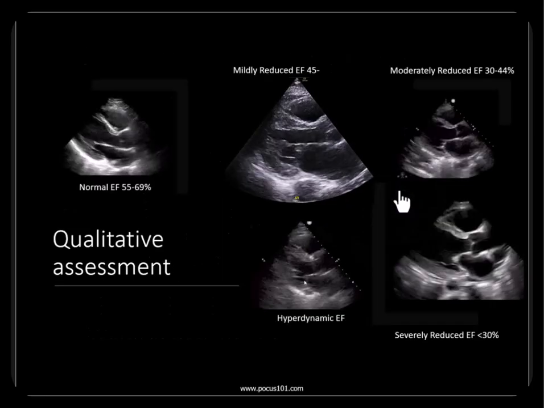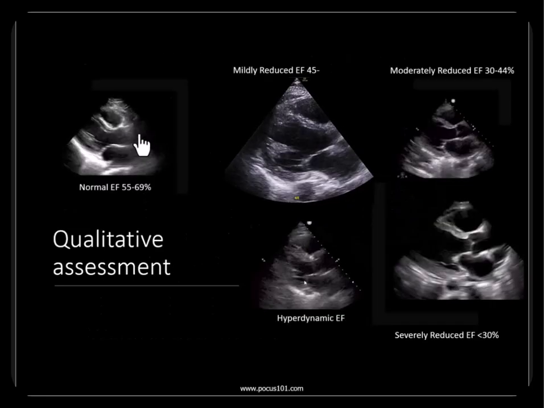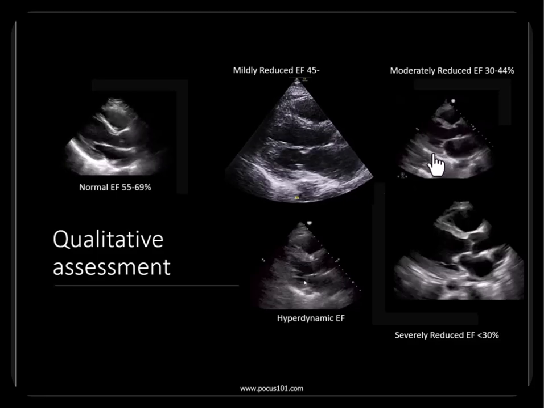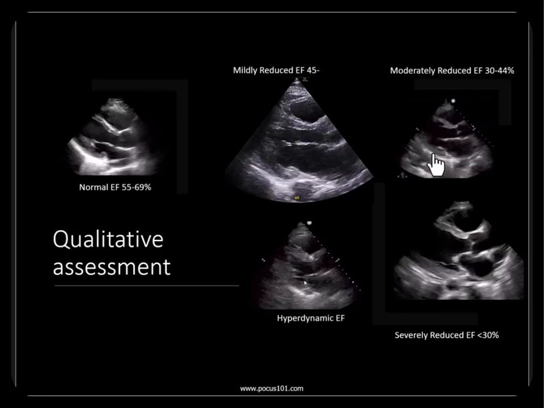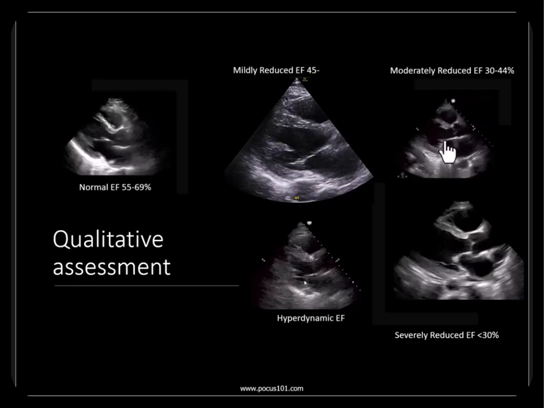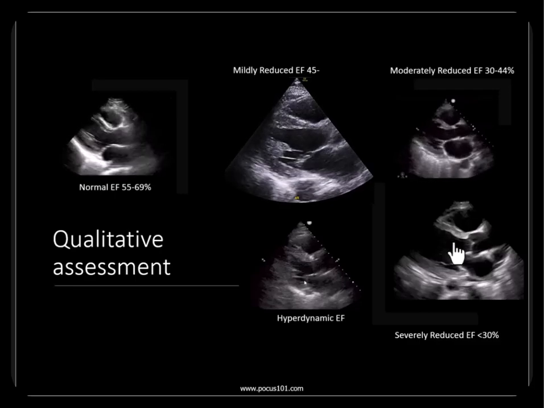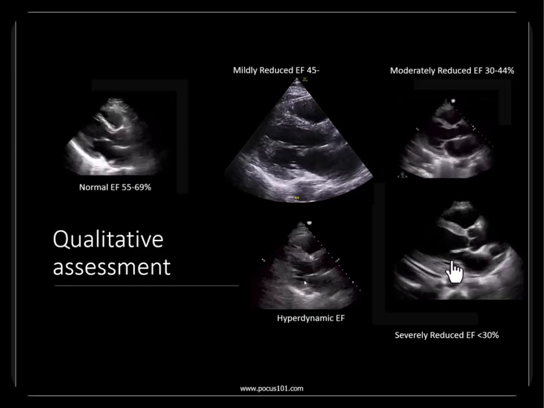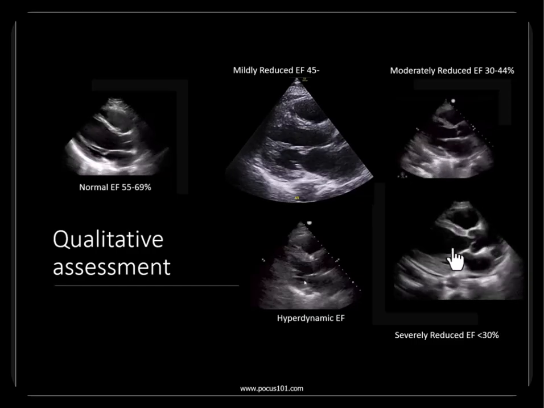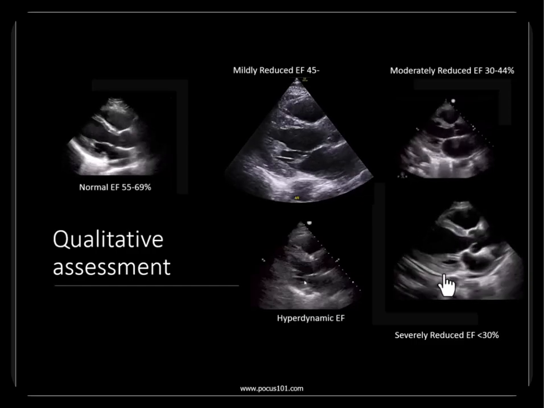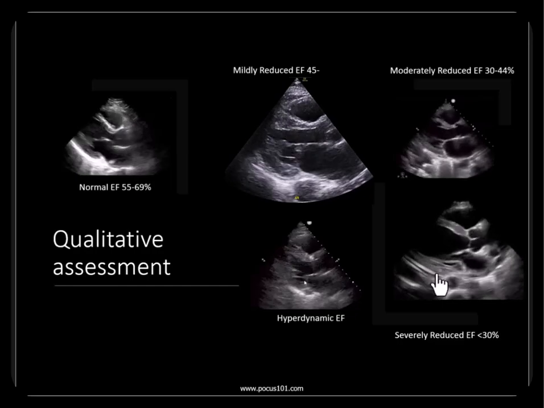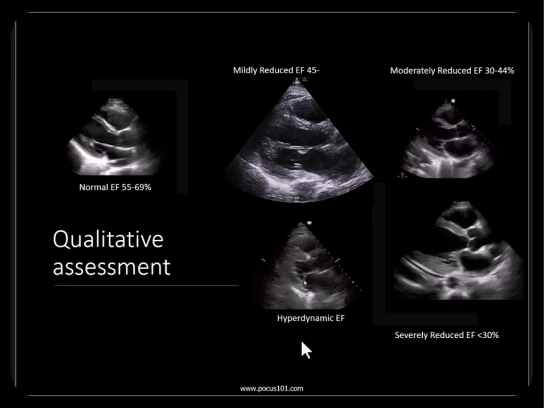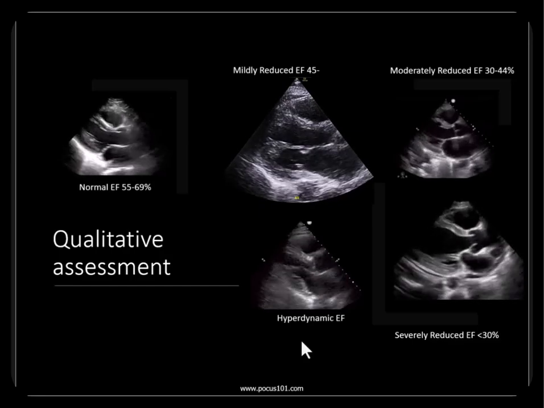So as far as that qualitative assessment, we can see anything from a normal ejection fraction to mildly reduced, to moderately reduced ejection fraction. Note the movement of this mitral valve leaflet tip does not come very close to the septum. To that is severely reduced, with very little motion of the anterior leaflet tip towards the septum and very little squeeze inwards of the left ventricular walls. The opposite would be a hyperdynamic LV where the walls are coming together and nearly touching each other.